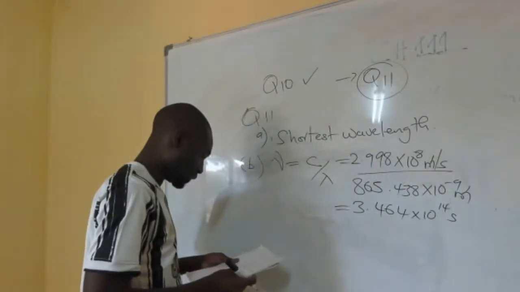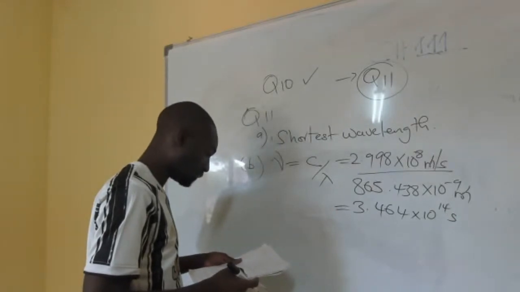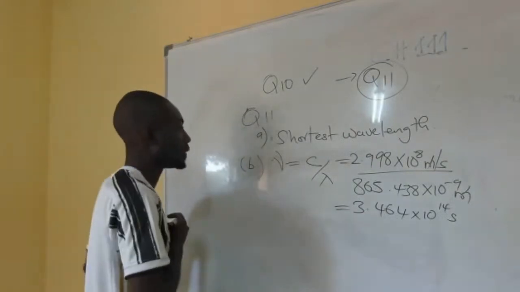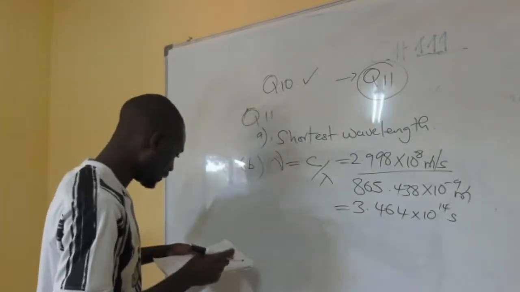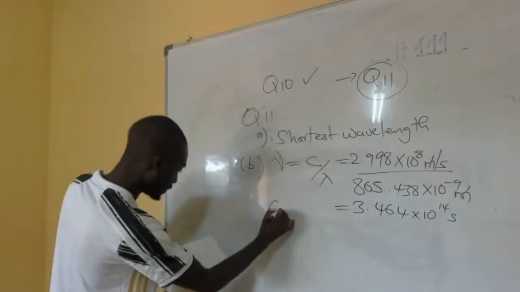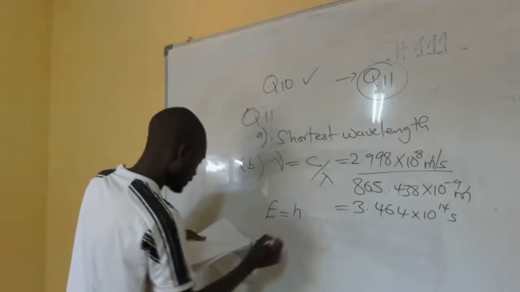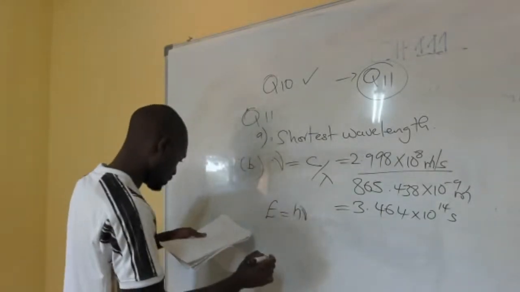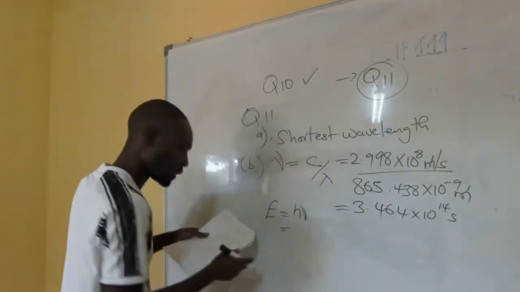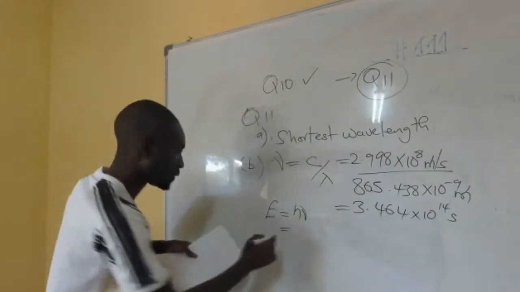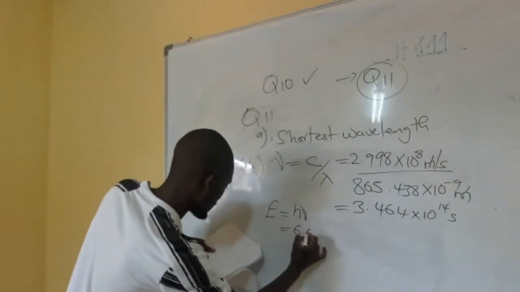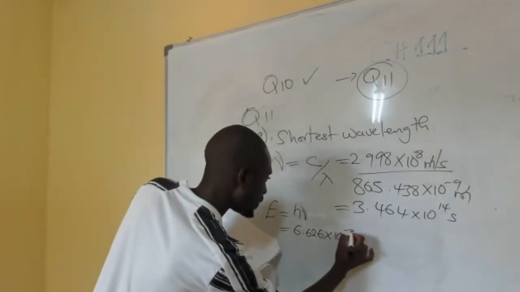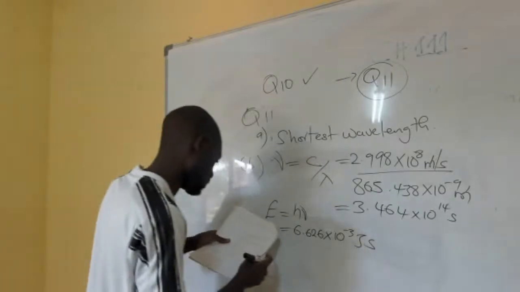Now you have been told to find the energy. So how are you going to find the energy? Looking at the formula, you have E is equal to hν, the energy, okay? So you're going to put the Planck's constant there, which is 6.626 times 10 to the power negative 34 J s, okay?